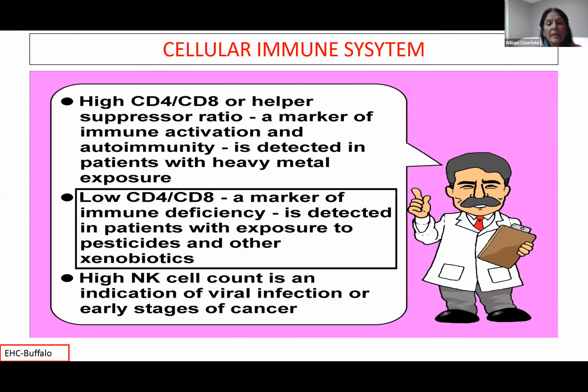Now, when you are evaluating and going through all the results, you may find some patients have a high CD4 to CD8 ratio. What does that mean? It is a marker of immune activation, and it is detected in a patient even with heavy metal exposure. While we see a low CD4 to CD8 marker in immune deficiency patients, and those who have exposure to pesticides, xenobiotics, biotoxins, high natural killer cells are seen in viral infection as well as early stages of cancer. We have seen patients also having autoimmune activation with a high CD4 to CD8 ratio. So it is very important to do the phenotype. The lymphocyte flow cytometry will give you these results.